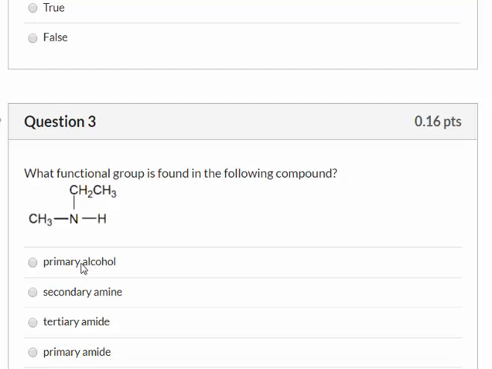And also, you figure out whether it's primary or secondary or tertiary the same way you do for a carbon or an alcohol. You just count how many carbons are attached to the nitrogen. So here's 1, 2, so that would be a secondary nitrogen there.